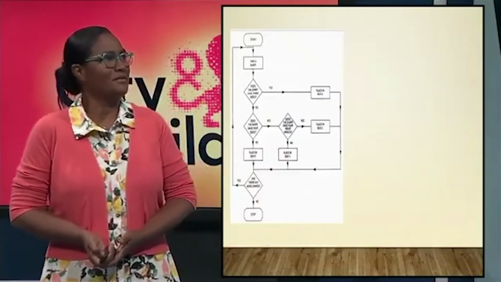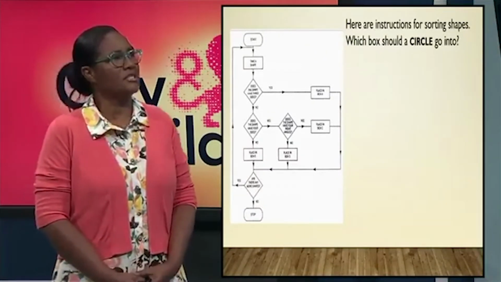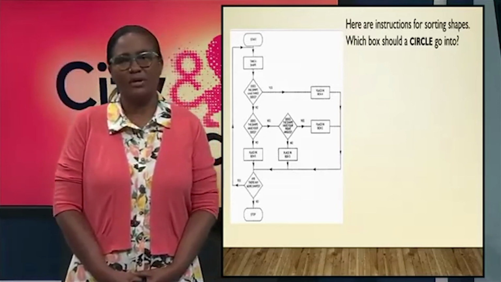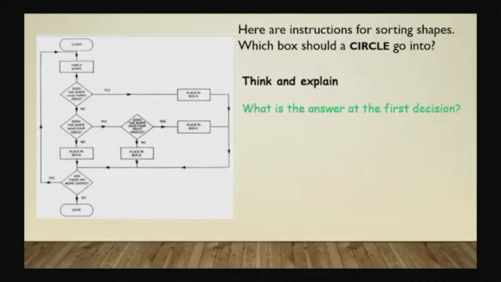Here's another question for you. This is another sample question. So these are instructions for sorting shapes. Which box should a circle go in? So we start with take a shape out of the box, and then we have a decision. Does the shape have 3 sides? What would your answer be? Would a circle have 3 sides?